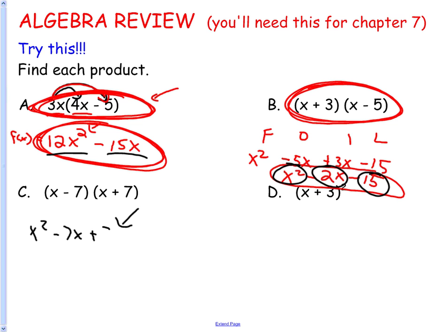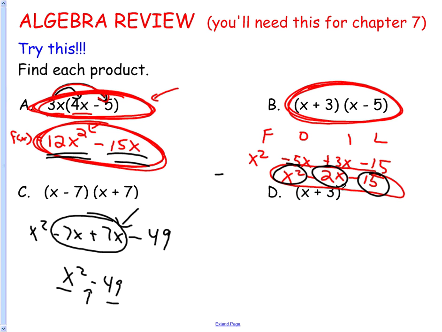Minus 7x and the plus 7x cancel. So you end up with x squared minus 49. So this one doesn't have any middle term. It has no x term. So this has 2 terms without any x. This one has 2 terms with an x. This one has 3 terms. So they can look a lot of different ways. And this one, how about this?